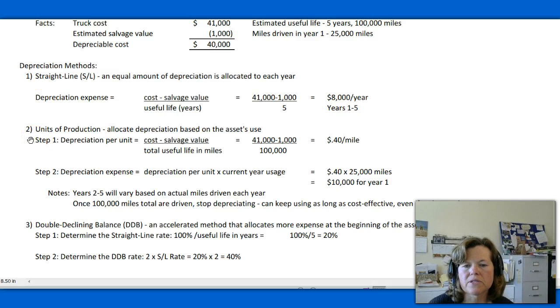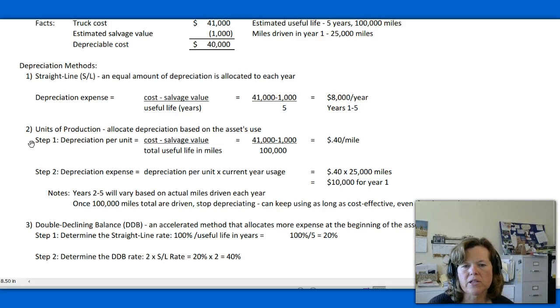Method 2 is units of production. This is where we allocate the depreciation based on the asset's use. So you can use this method where you have an asset that is like a piece of manufacturing equipment where we expect it will produce so many pieces that we produce on our production line, or it's a vehicle that we drive so many miles. It has to have a measurable unit of measurement for us to be able to do this.